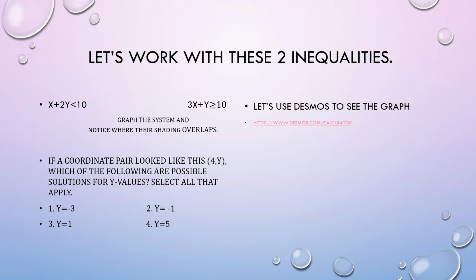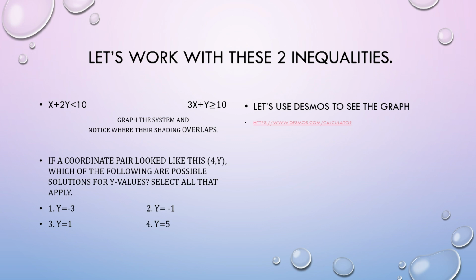Let's work with these two inequalities. I have x plus 2y is less than 10, and 3x plus y is greater than or equal to 10. Graph the system and notice where their shading overlaps. If a coordinate pair looked like this, 4 and then a y value, which of the following are possible solutions for our y values? Select all that apply.